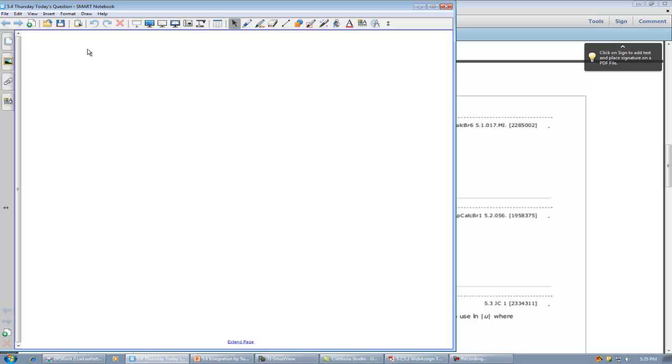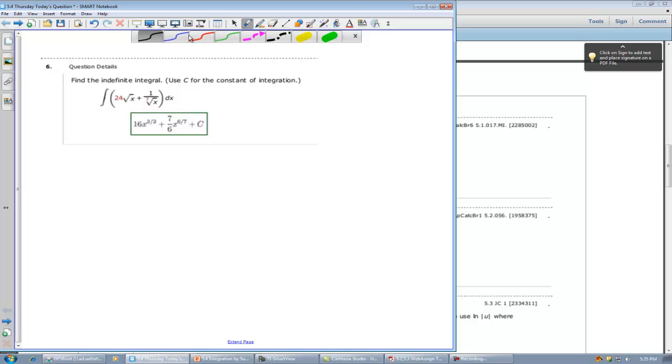Alright, so on number 6, what makes this difficult is you have to convert it to this power notation. So the first step is rewriting the integral in power form. So I have the integral of 24 x to the 1/2 and then plus, now this is another power of x, and since it's in the denominator, it's going to be negative. And then it's the 7th root, and x is to the first power, so it's the 1/7. And this is dx.